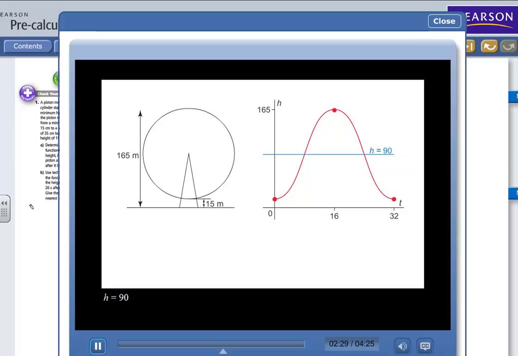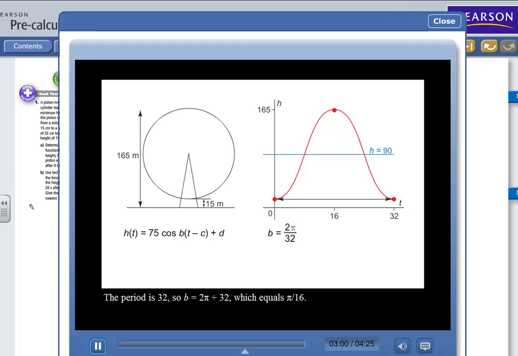h equals 90. I know the coordinates of the maximum point, so I'll use the cosine function to describe the motion. The equation of my function will have the form h(t) equals a cosine b times (t minus c) plus d. The amplitude is 165 minus 90, which equals 75. So, I can replace a in the equation with 75. The period is 32, so b equals 2 pi divided by 32, which equals pi over 16.